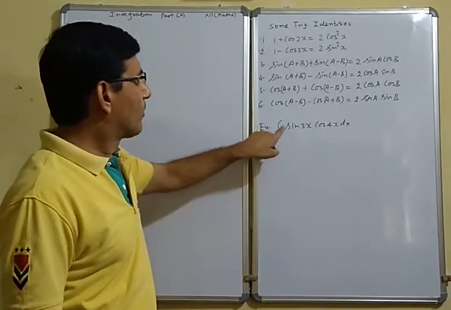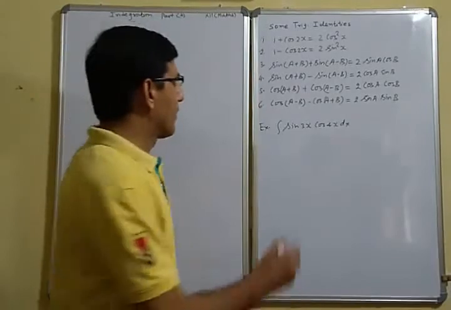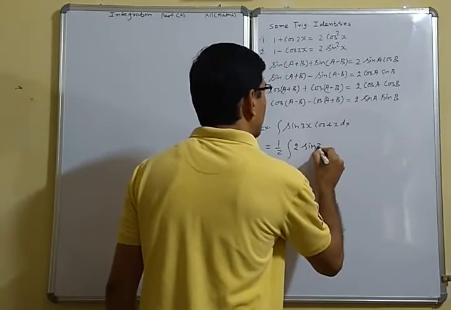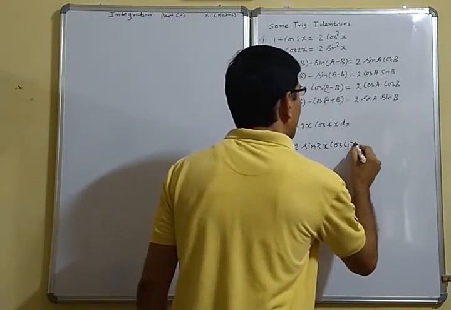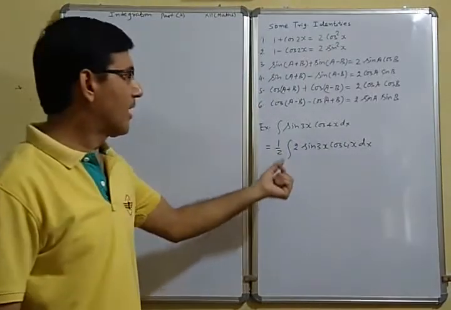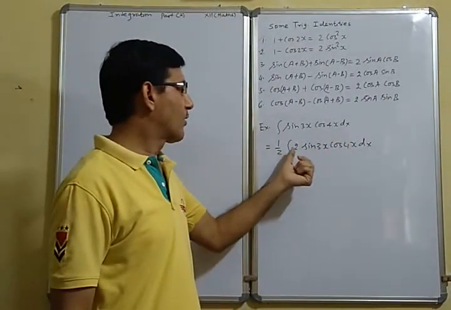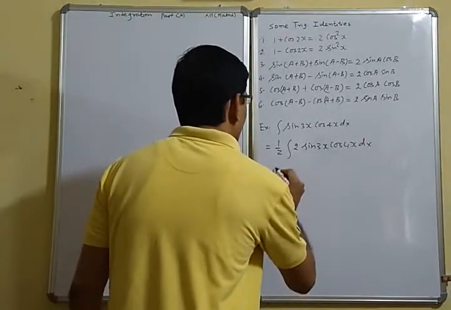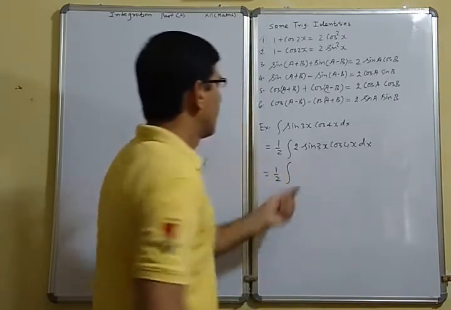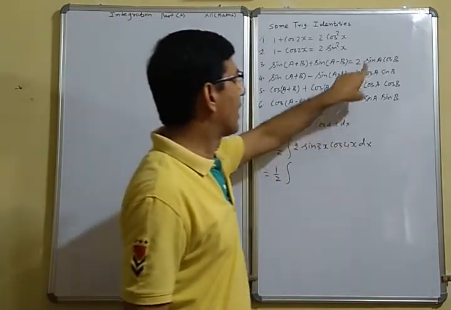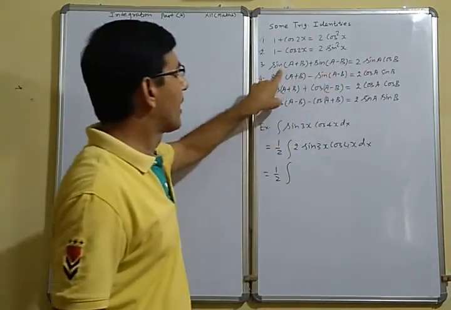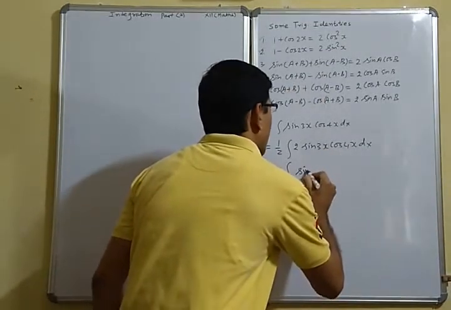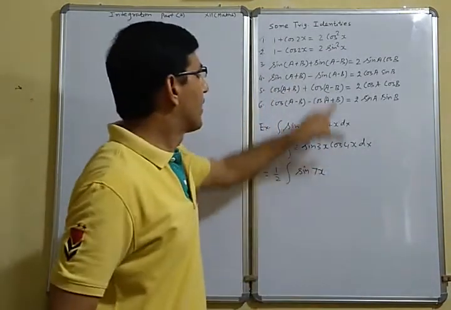So multiplied by 2 and divided by 2, it becomes 1 by 2 times the integral of 2 sin 3x cos 4x dx. Now we will use the identity 2 sin a cos b, or we can also use the 2 cos a sin b identity. So from this identity we will get 1 by 2 integration of 2 sin a cos b, and 2 sin a cos b becomes sin(a plus b) plus sin(a minus b). So sin(a plus b) becomes sin 7x, plus sin(a minus b).